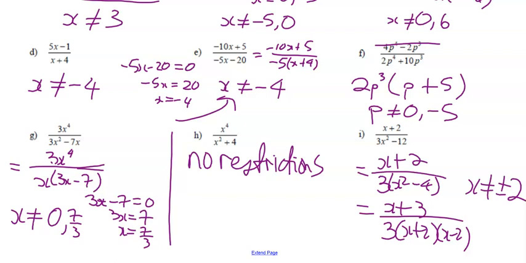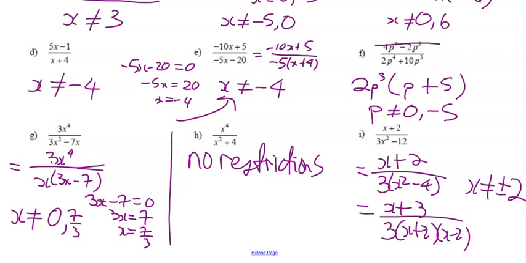So there are no restrictions in H, right? X squared plus 4. Think about it. You square a number, you're going to get a positive value. The smallest value you can get out of x squared is 0, right? You square negative, you just get a positive. I square negative 4, I'm going to get 16. So the lowest x squared could be is 0, and then I'm adding 4, which means I can't ever get a 0 in the denominator.